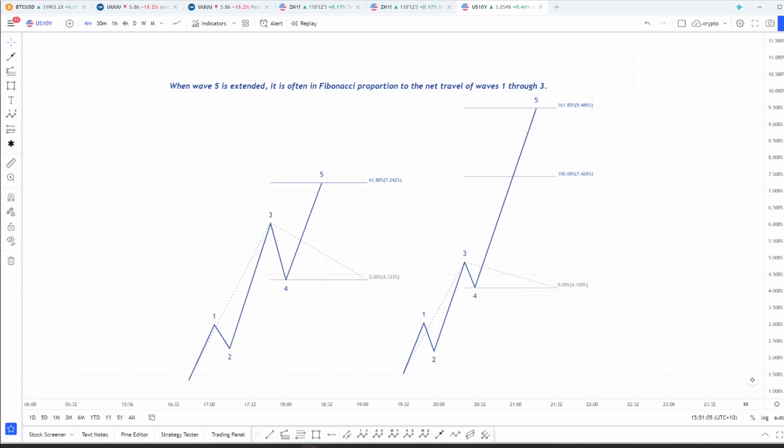Another way could be to take the lengths of waves 1 to 3, and take maybe 161.8% that length, as shown on the right. Though I would say the situation on the right would be very, very rare, whereas the situation on the left could be far more common.